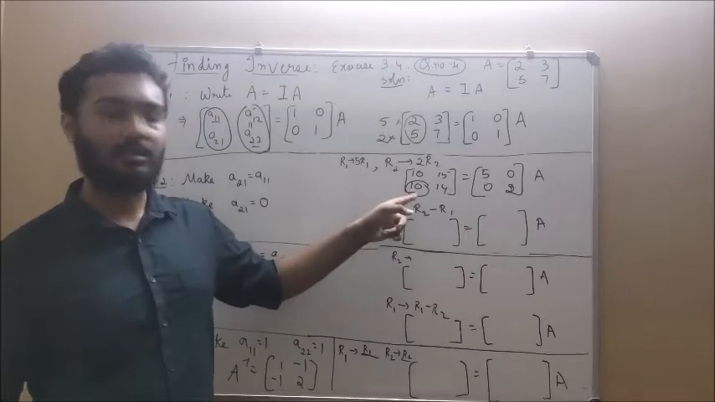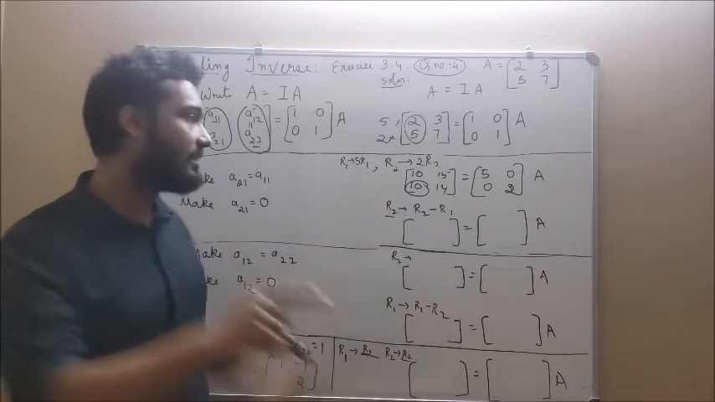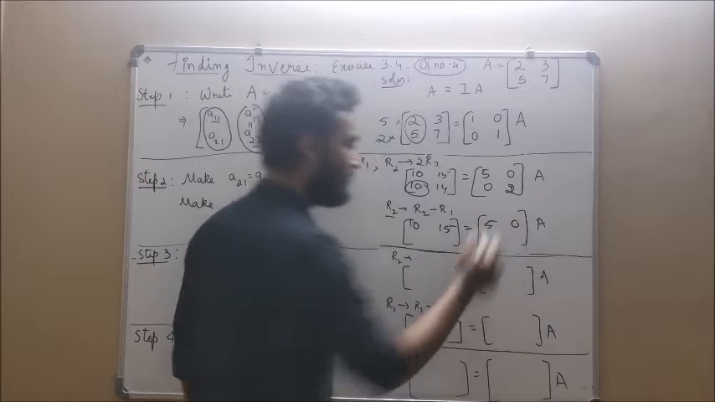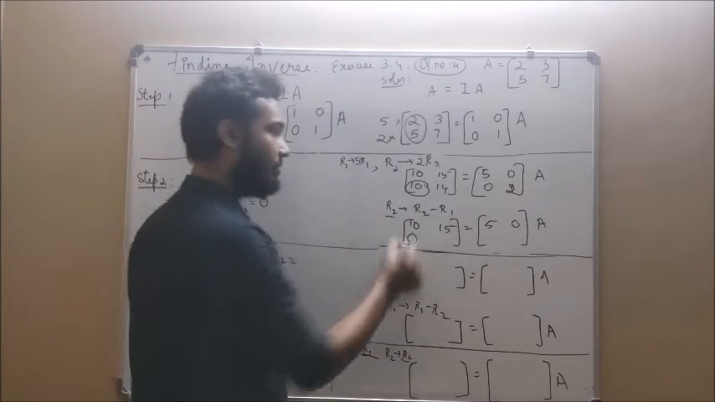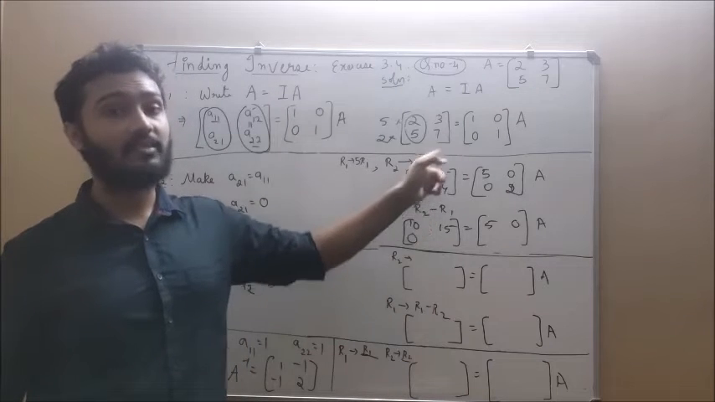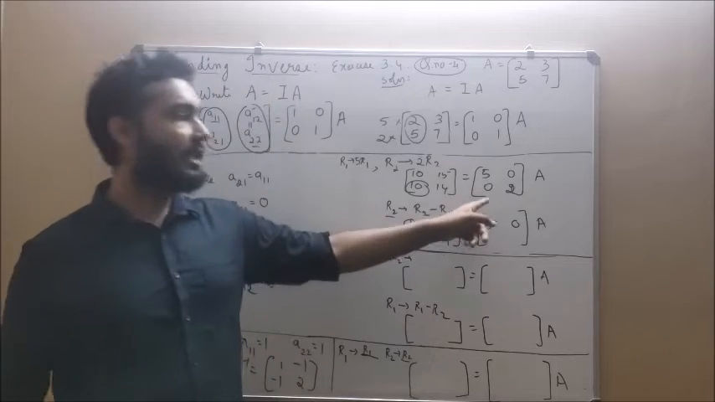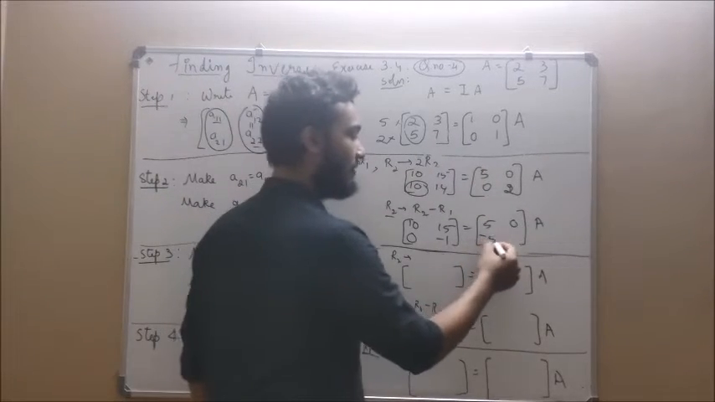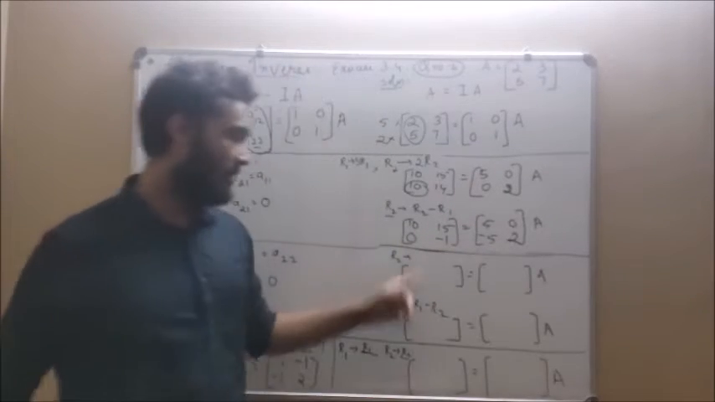So R2 minus R1. Here, remember R1 remains as it is. So write R1 as it is: 10, 15, 5, 0. Now R2 minus R1: 10 minus 10 is 0. 14 minus 15 is minus 1. Next, 0 minus 5 is minus 5. 2 minus 0 is 2.